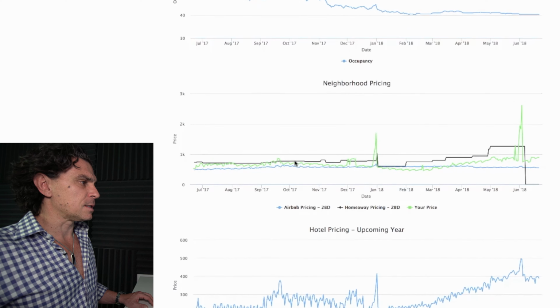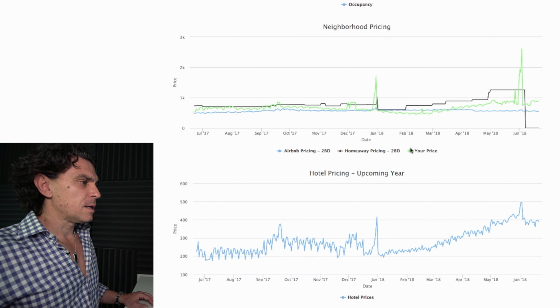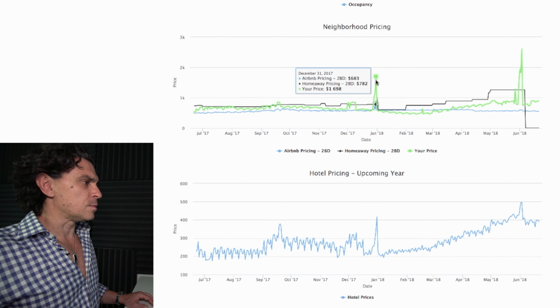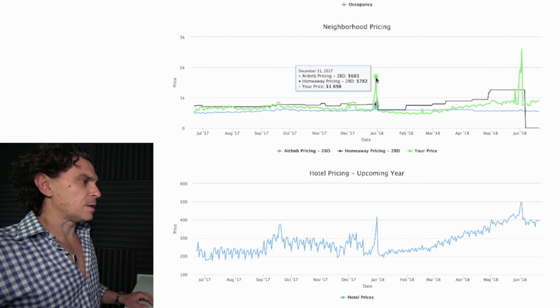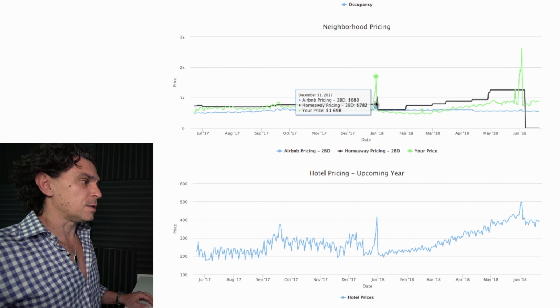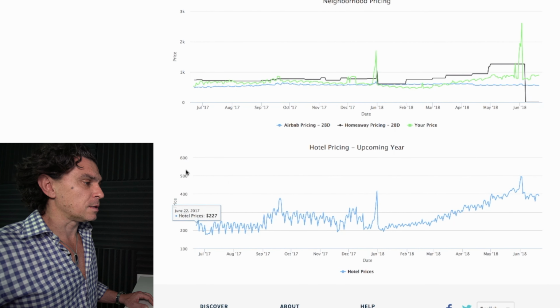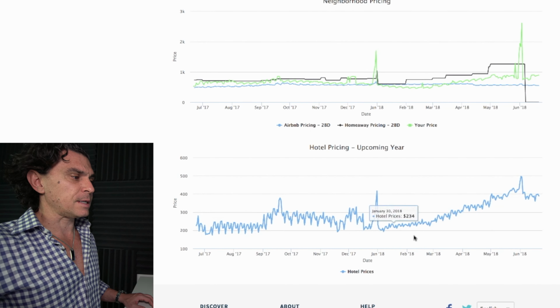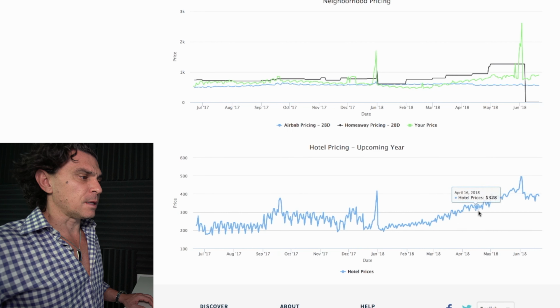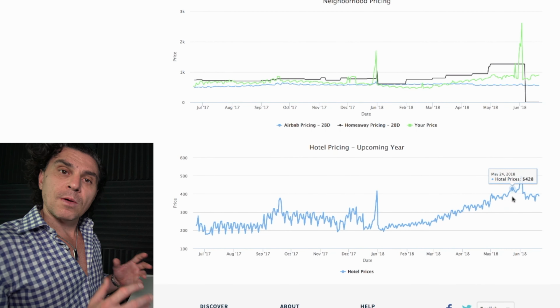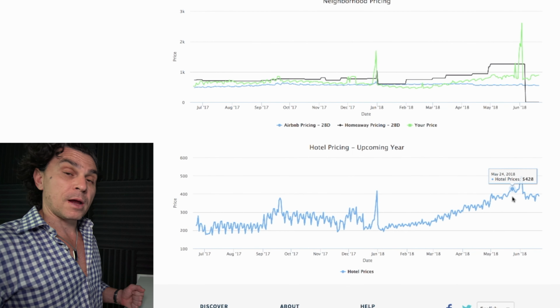And then you see things like neighborhood pricing. The green line is my price. You can see I was way overpriced on Christmas relative to everyone else, but I think we did quite well. And then finally, they take a look at the hotels and their pricing in the neighborhood, which affects sort of Airbnb pricing. Like, what is a hotel getting? And we want to consider that relative to our Airbnb.